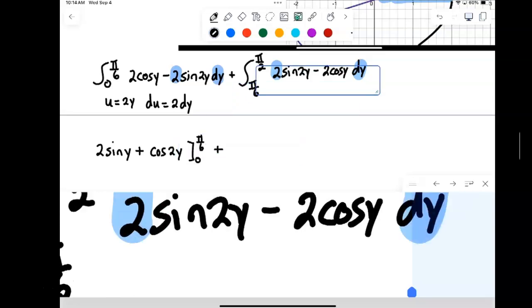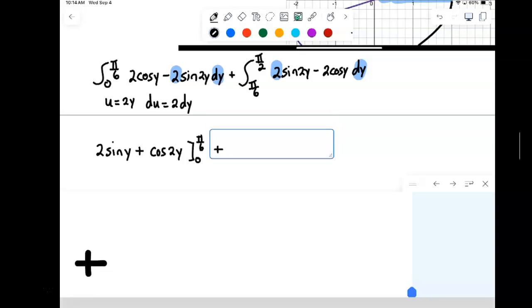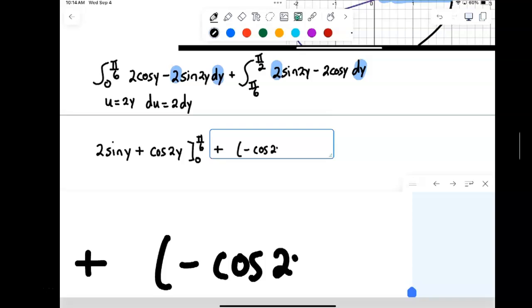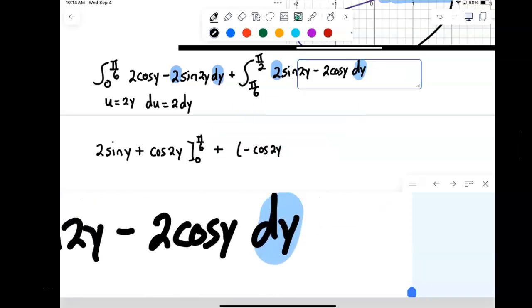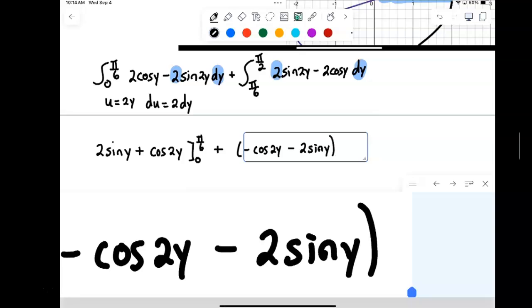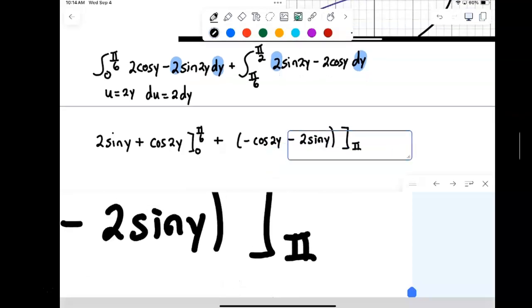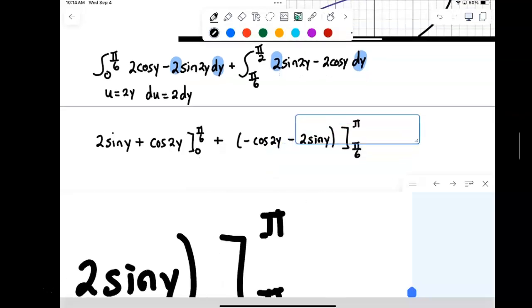And then on the other one, the same thing. I have the 2 absorbed with the dy, so that's sine of u. Integral of sine will be negative cosine. So this will be plus negative cosine of u, but u is 2y. And then minus the integral of 2 cosine y, which will be minus 2 sine y. And again, that's evaluated between pi over 6 and pi over 2.